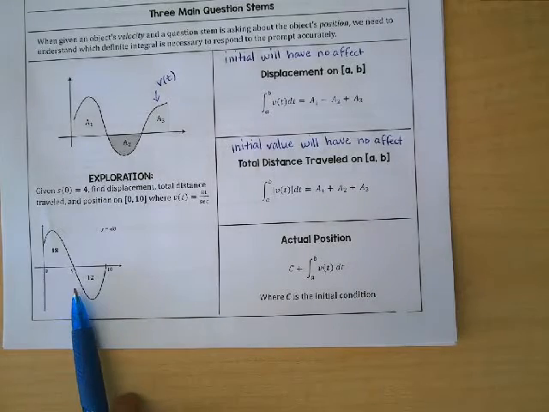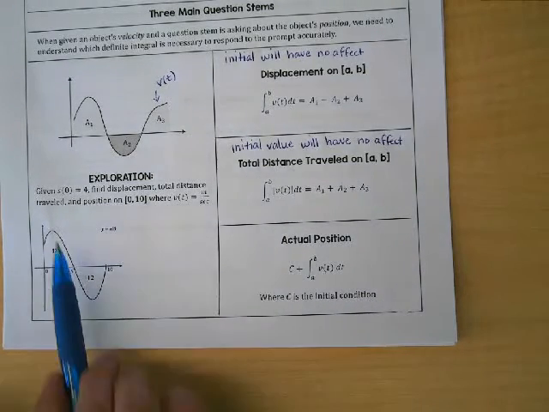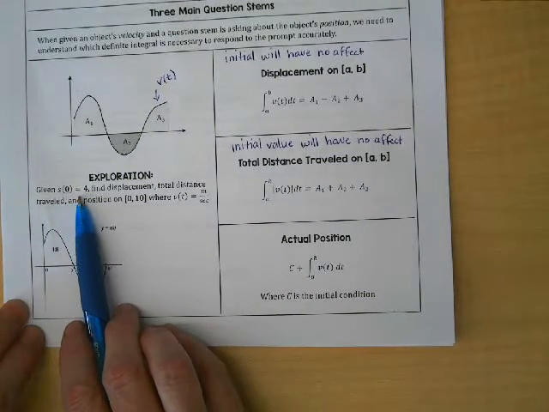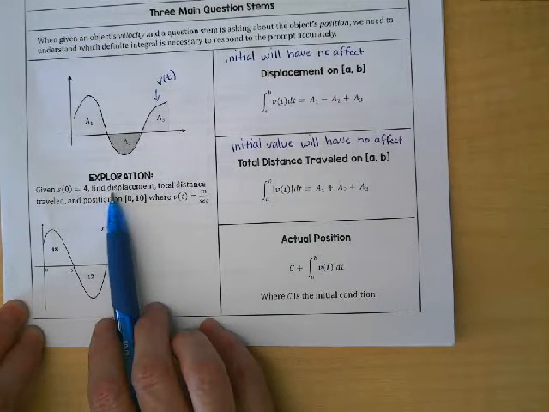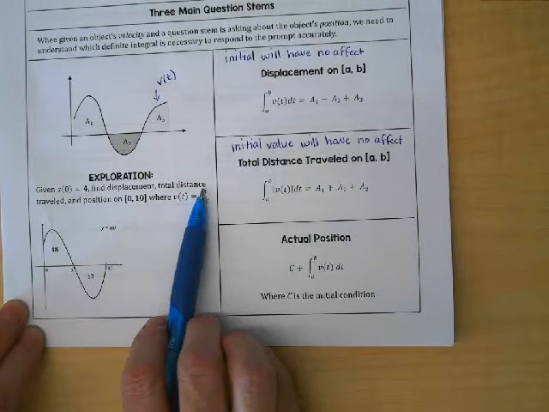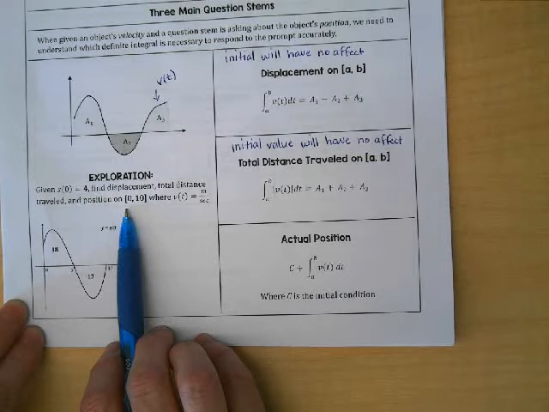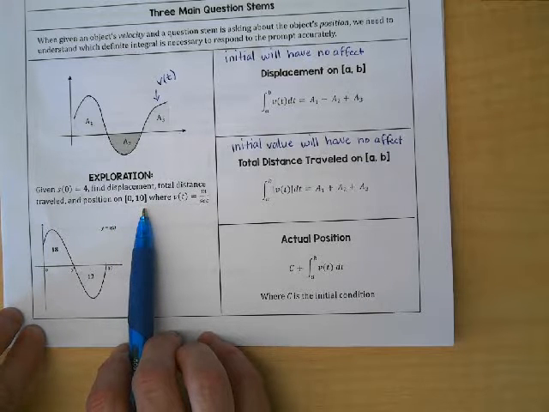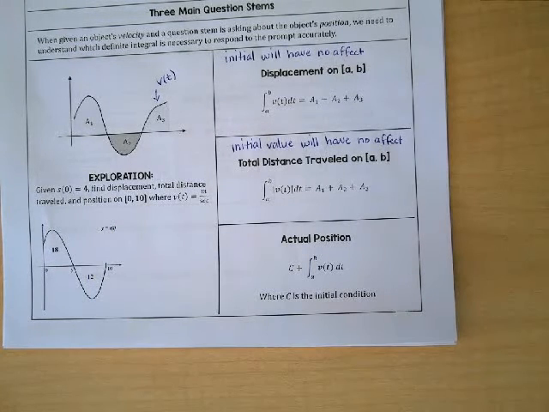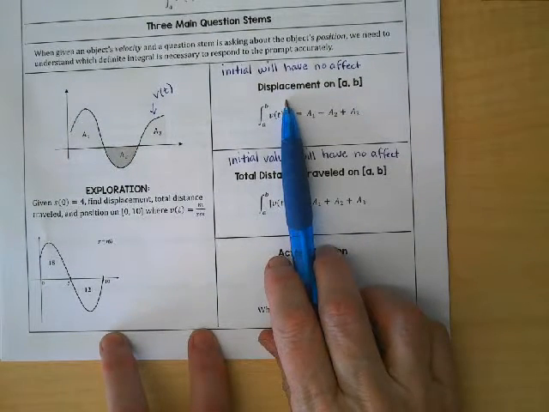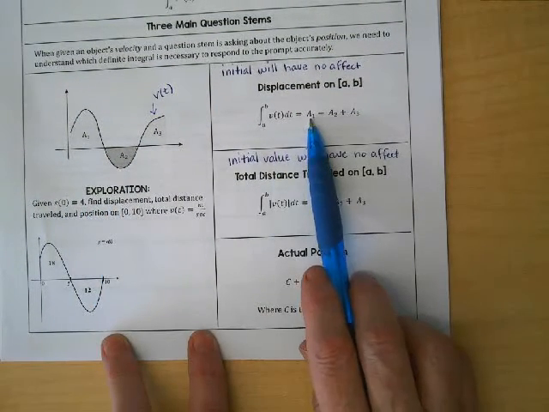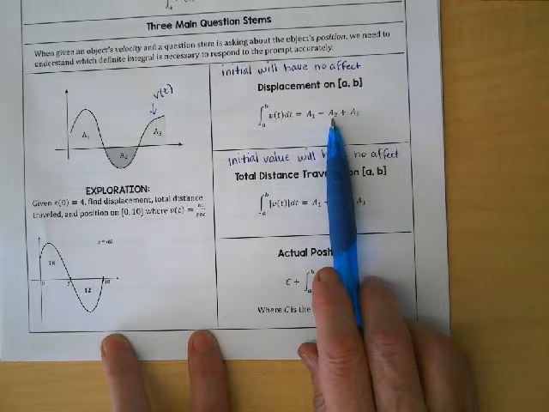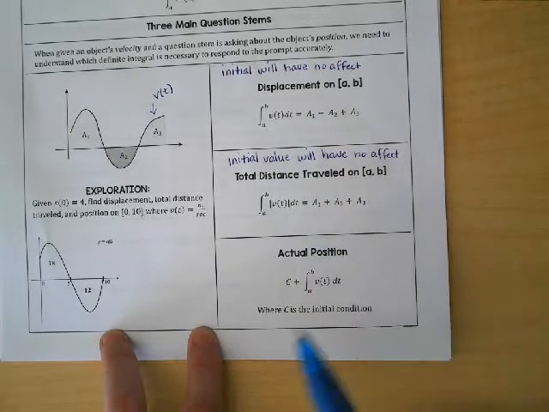Let's look at this guy right here, and let's say that they give us this initial condition: the position started at 4. And we have to find the displacement, the total distance traveled, and the position on the interval from 0 to 10. So let's see displacement. We said displacement has the initial value, and we don't care about that. We should just add anything above and subtract anything below.